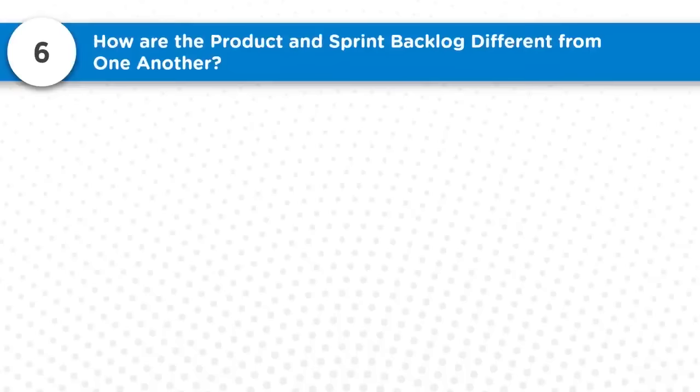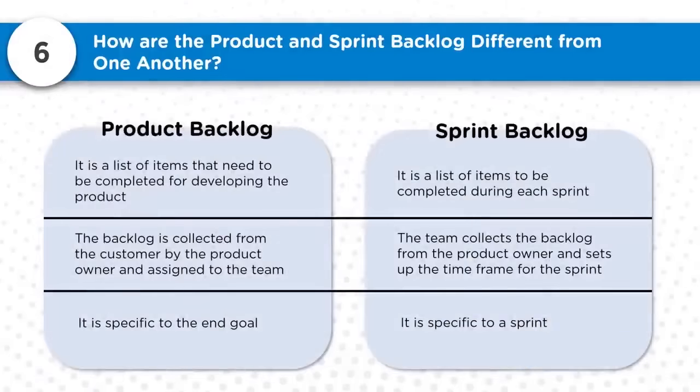Now question number 6, how are the product and sprint backlog different from one another? Product backlog versus sprint backlog. Let us see a few differences. The product backlog is a list of items that need to be completed for developing the product, which is the list of all the features and functionality, consolidated. Whereas the sprint backlog is the list of items to be completed during each sprint, which are taken from the product backlog. The product backlog is collected from the customer by the product owner and assigned to the team. Whereas in the sprint backlog, the team collects the backlog from the product owner and sets up the time frame for the sprint.